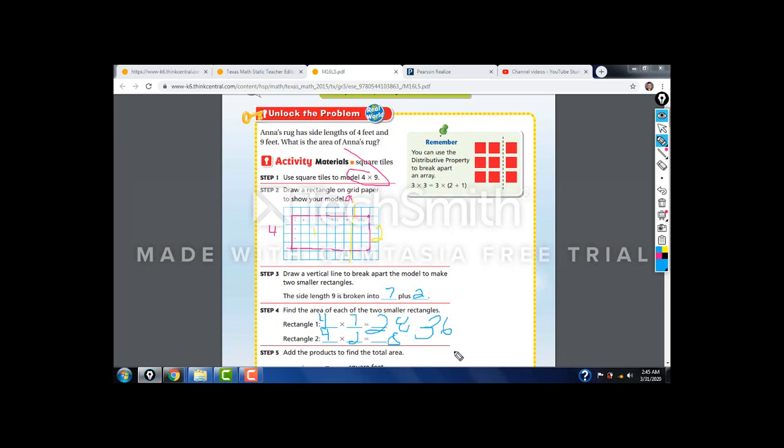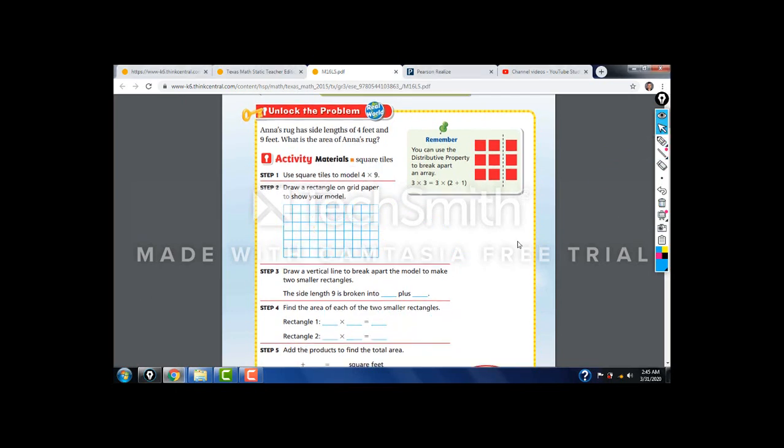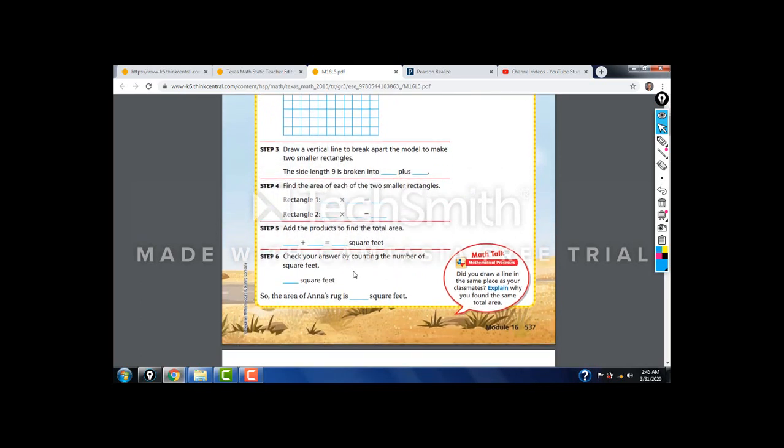And I could check by multiplying. If I just multiply 4 times 9, it should equal 36. And lo and behold, it does. That's basically what we're going to be doing with the rest of the assignments. We're going to be breaking down some shapes into 2 rectangles and then finding the area of each one of those rectangles, then adding the products of each one to get the total area. Okay, and we checked our answers.